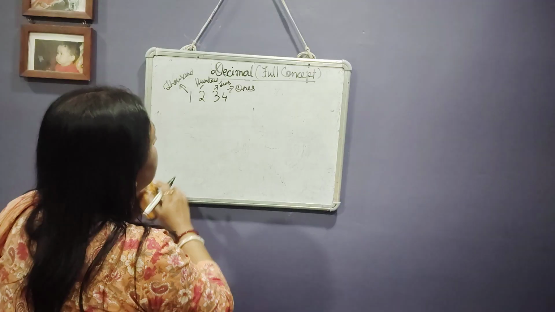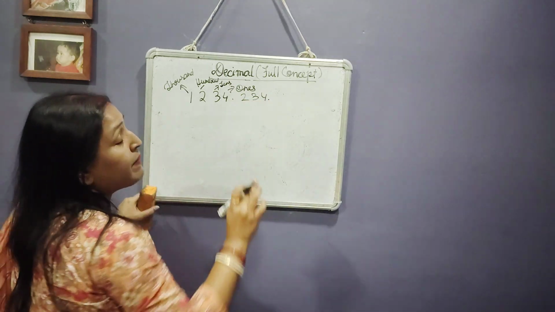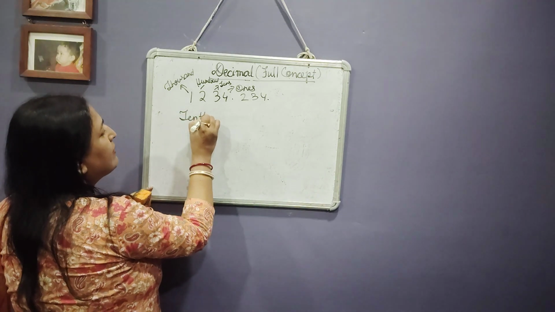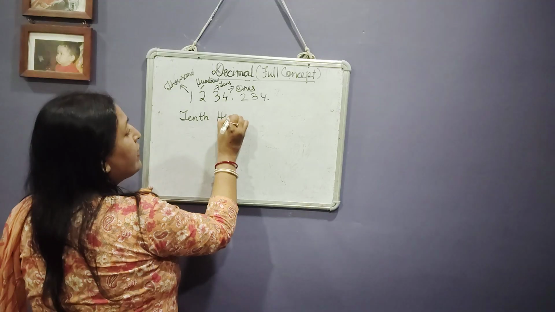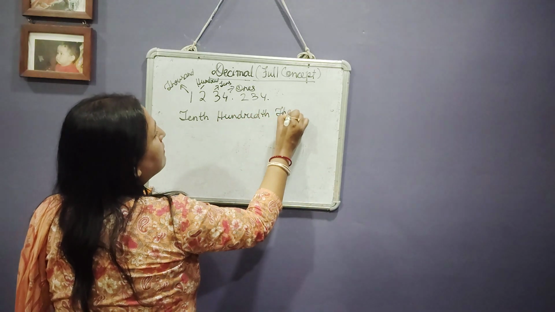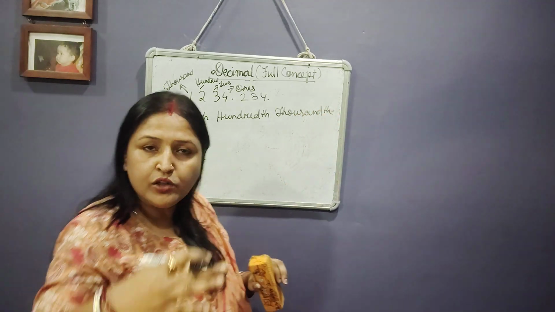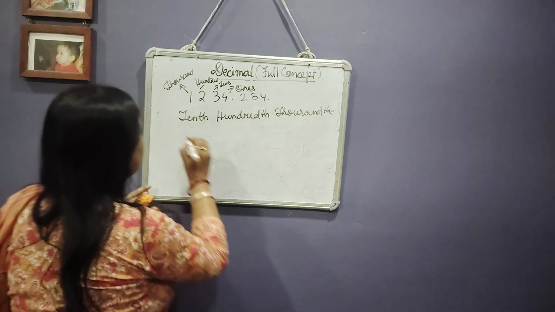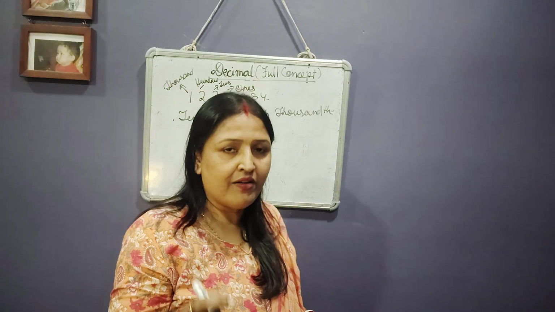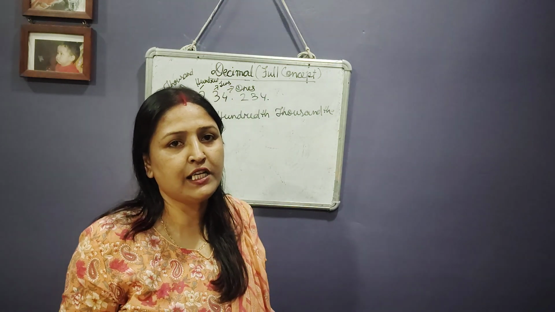See, say, for example, 0.234. The decimal part always starts with the tenths digit. So you will write tenths, then hundredths, then thousandths, like this. So it will go on. After the decimal, that is tenths, hundredths, thousandths, there will always be th. Why th? That one also I will explain to you.